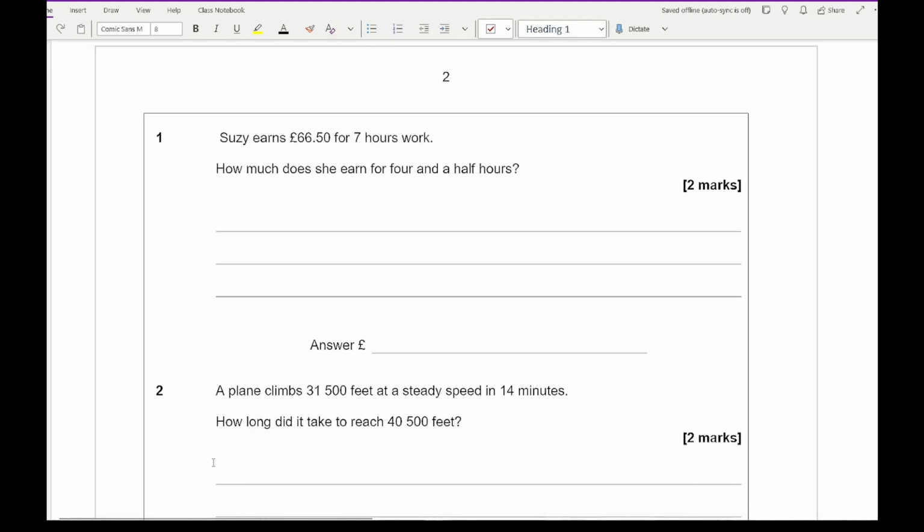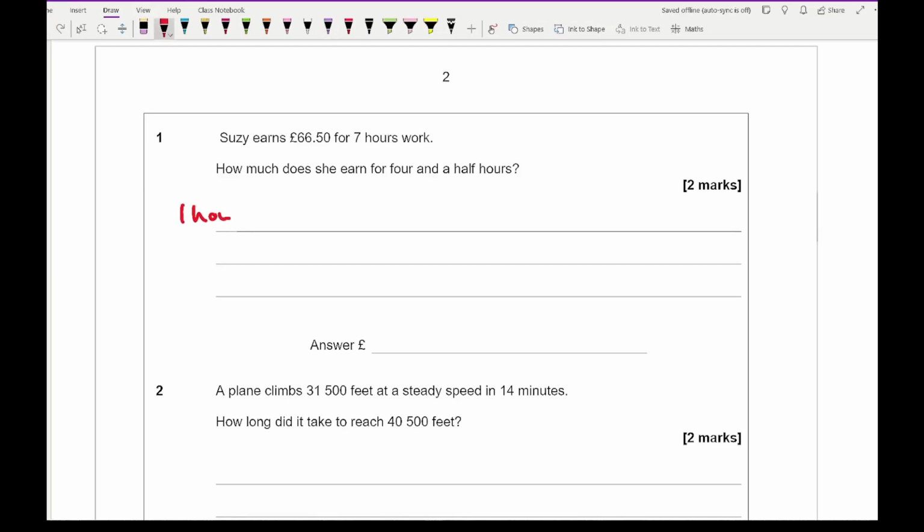Looking at question 1, it says Susie earns £66.50 for 7 hours work. How much does she earn for 4.5 hours? For this, we need to work out how much she earns for 1 hour. So for 1 hour, it's 66.5 divided by 7. This could be on a non-calculator or a calculator paper, but either way you should have an answer of £9.50. Then all that's left is £9.50 multiplied by 4.5, using decimal multiplication or a calculator, and you should have an answer of £42.75.